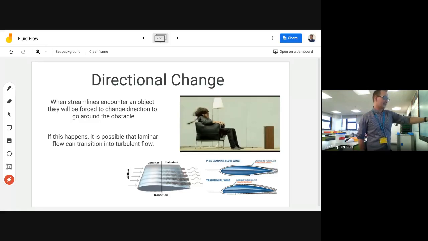And again, we can see here two different wing designs with different points at which the laminar to turbulent transition takes place. Okay, so this line here is called a transition in the sense that we go from the laminar to turbulent flow, and that's caused by a directional change. That's the key thing. Okay, next up, velocity change.